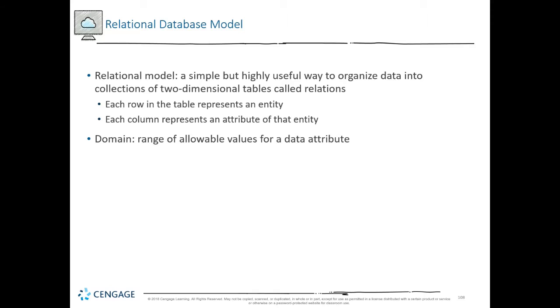Relational database model. The relational model is a simple but highly useful way to organize data into collections of two-dimensional tables called relations. Each row in a table represents an entity. Each column represents an attribute. Domain: the range of allowable values of a data attribute.